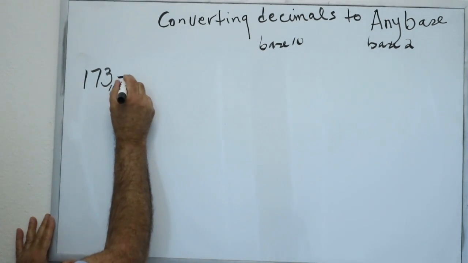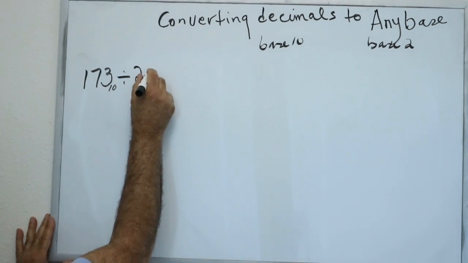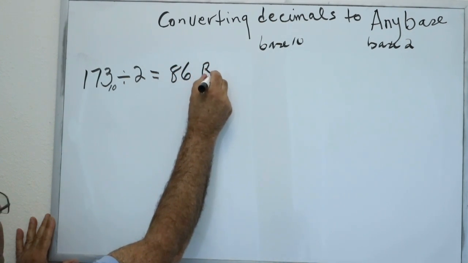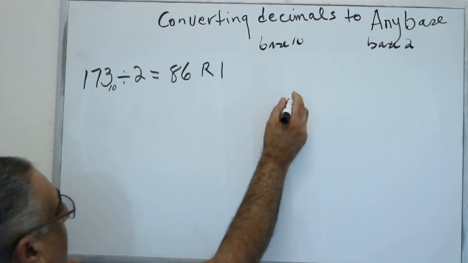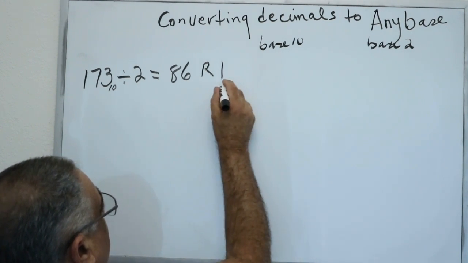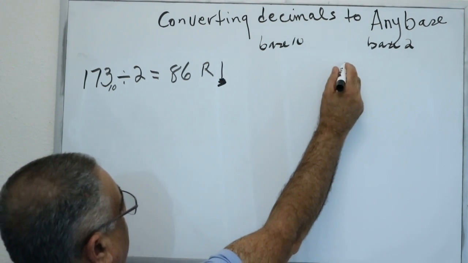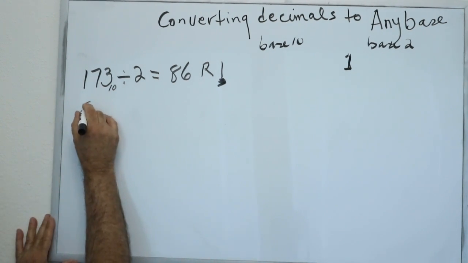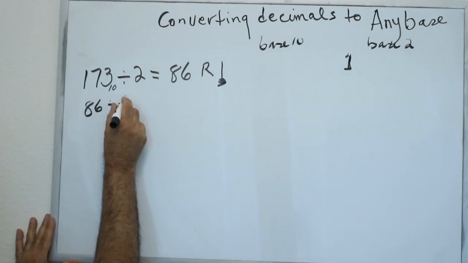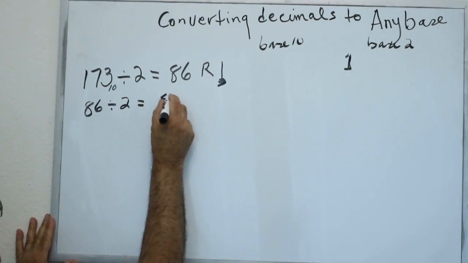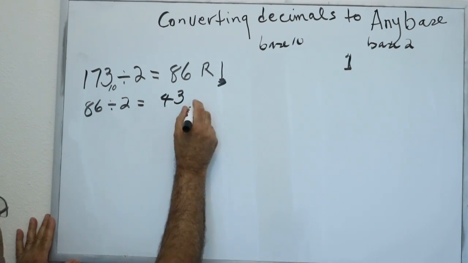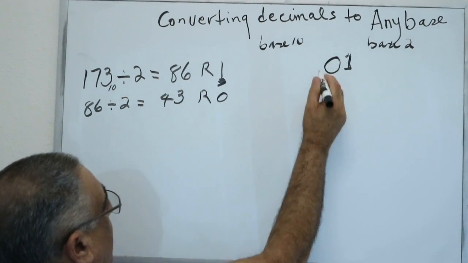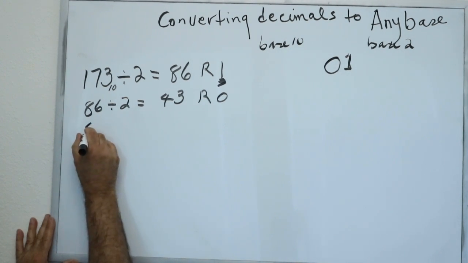So I divide by 2. When I divide this by 2, that gives me 86, remainder 1. So I'm going to take this 1 here, and I'm going to put it right there. That's 1. Okay? Then I take 86 divided by 2, and this is 43, remainder 0. So that's where my 0 goes. So I'm going right to left.